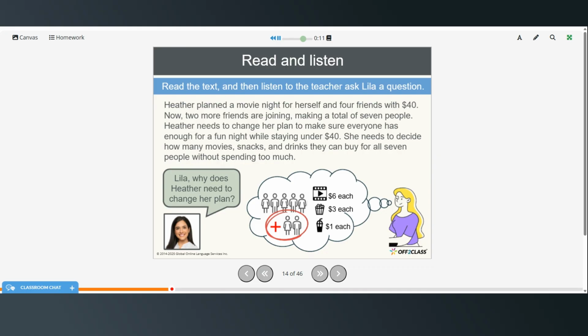Now listen to the teacher ask Leela a question. Leela, why does Heather need to change her plan?